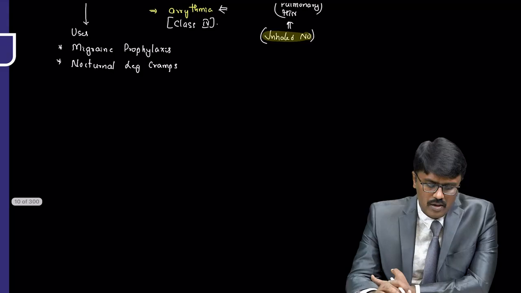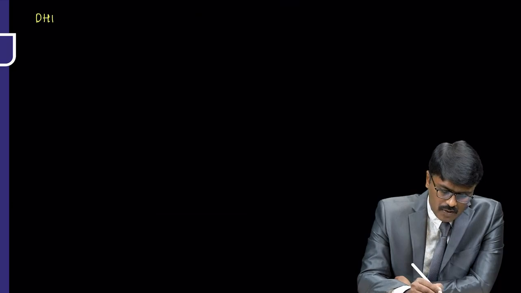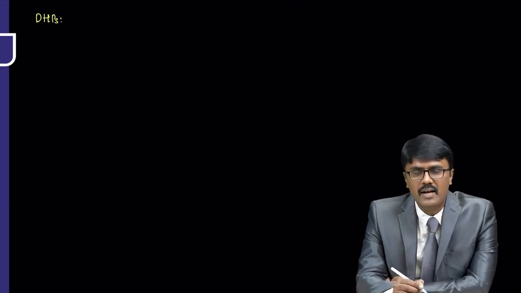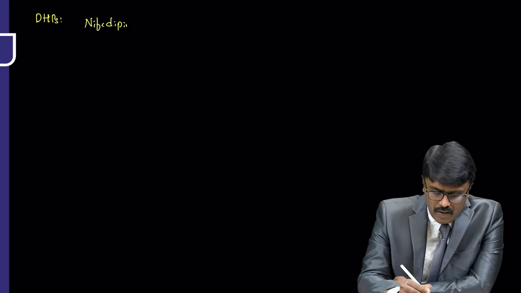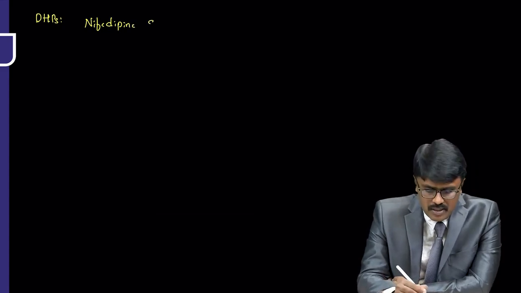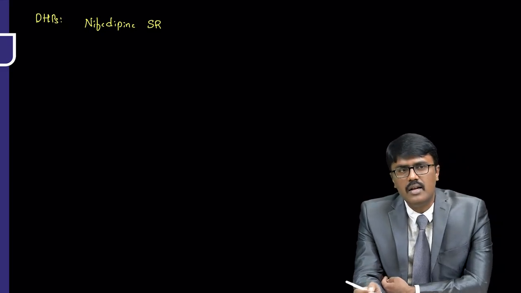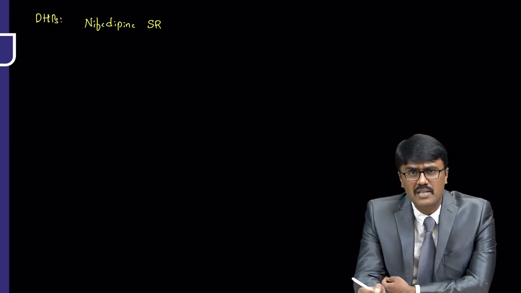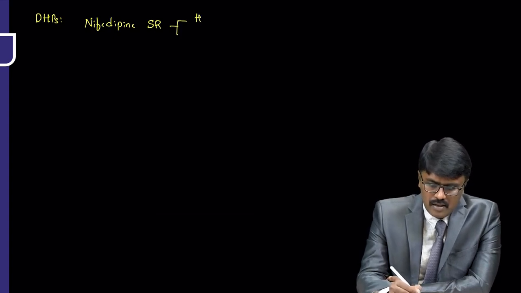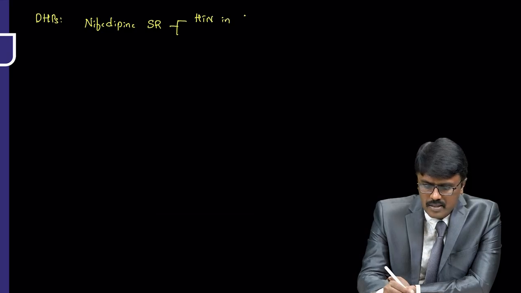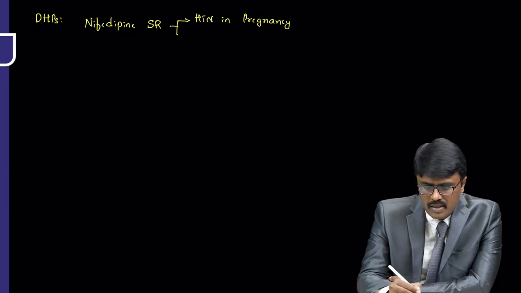So once I understand the non-DHPs uses, let us understand the uses of dihydropyridines, the drugs ending with dipine. Now the main drug is nifedipine. Nowadays nifedipine is used as sustained release. The problem with immediate release is reflex tachycardia, which is the major problem. So sustained release will release it slowly, and we use it in two conditions. Number one, hypertension in pregnancy, and it is safer.